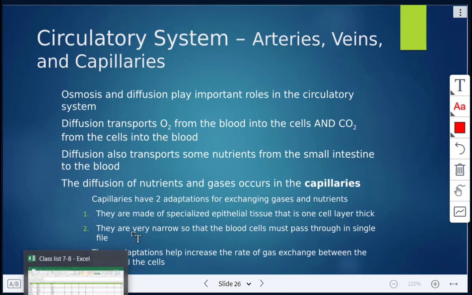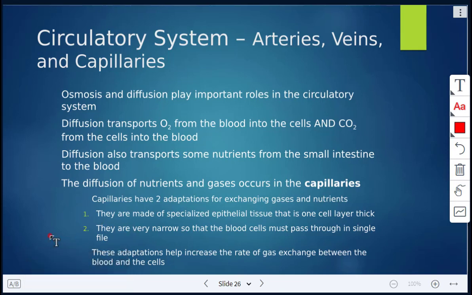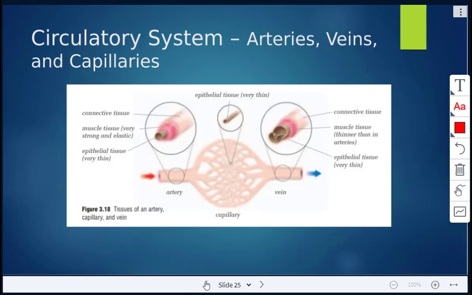All right, so just continuing with arteries, veins, and capillaries. So we've talked about osmosis and diffusion quite a bit before, and they play important roles in the circulatory system. Diffusion is what transports oxygen from the blood into the cells and carbon dioxide from the cells back into the blood so that it can go to the lungs and we can exhale it out. Diffusion also transports some nutrients from the small intestine to the blood, and the diffusion of nutrients and gases occurs in the capillaries. So this diagram here showed how arteries and veins are connected here with the capillary.